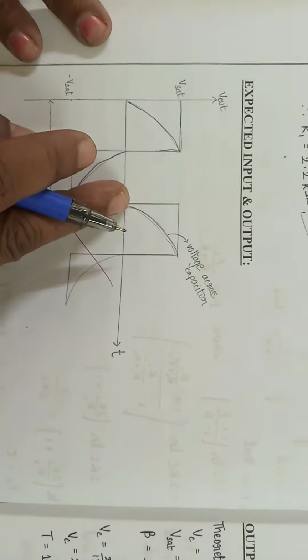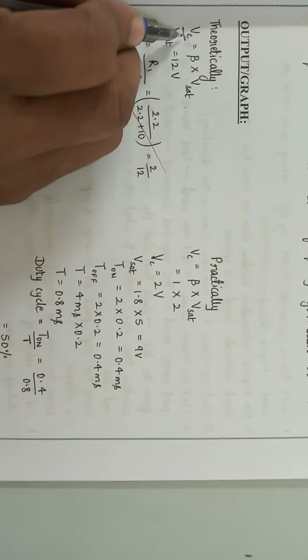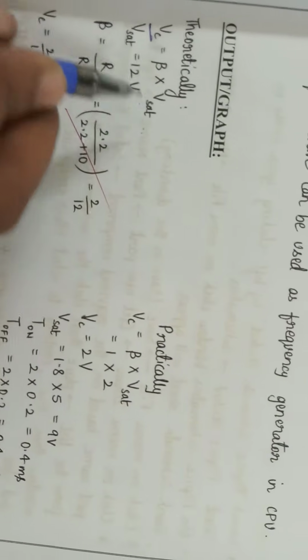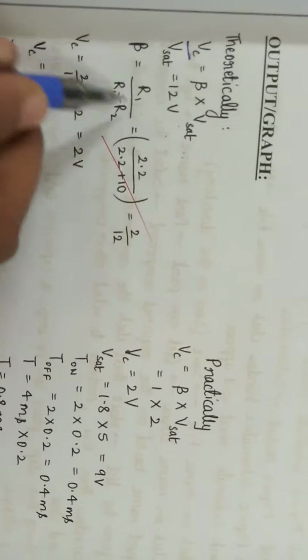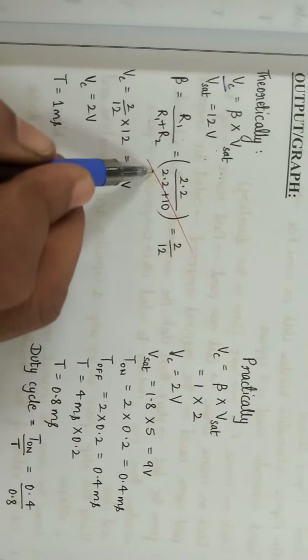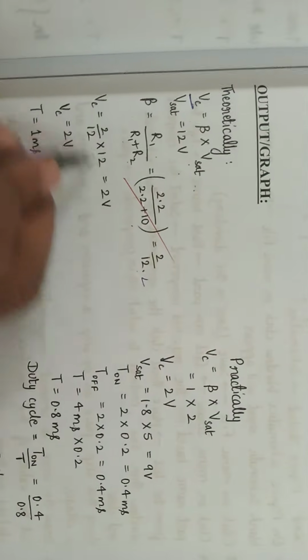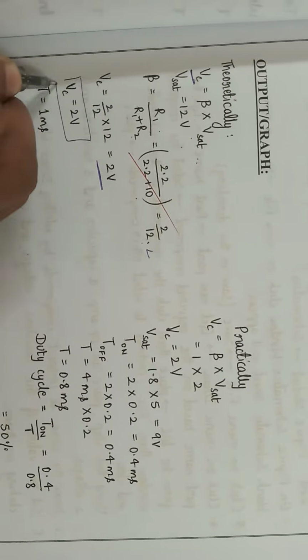Once you have the waveform, two calculations can be done. The first one is to calculate VC. VC is equal to beta into Vsat. Vsat is the voltage applied to the op-amp, that is 12 volts. Beta is equal to R1 divided by R1 plus R2, so 2.2 divided by 2.2 plus 10, that is 2.2 by 12.2, and then that should be multiplied with Vsat. I got 2 volts. Theoretically, VC is equal to 2 volts.